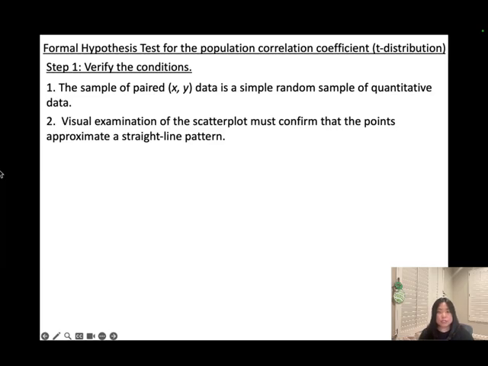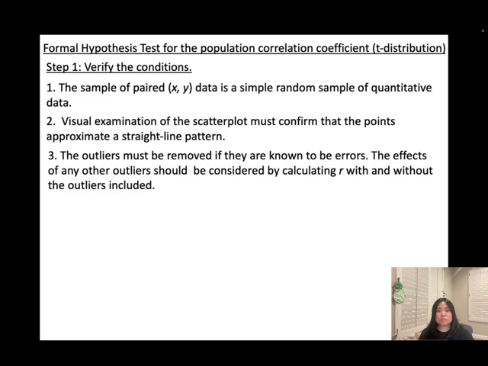So we need to input the sample data into the TI-84 calculator, and then look at the scatter plot. Make sure all those points approximate a straight-line pattern. If there is an outlier on the scatter plot, it needs to be removed before we find r.